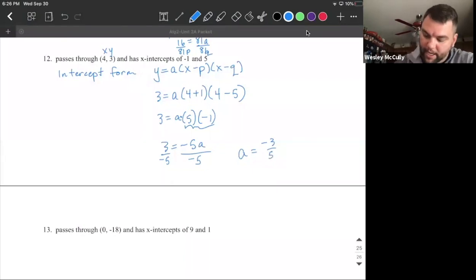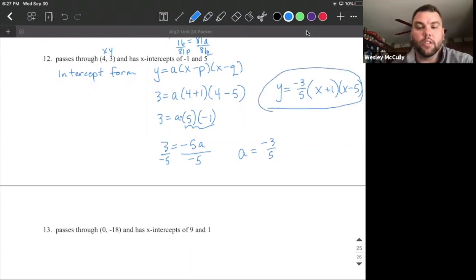I'm ready to write my answer. y equals negative 3/5 times x plus 1, x minus 5. Again, x and y are letters in my final answer so that I can have infinitely many possibilities for x and y. That's what creates the parabola.